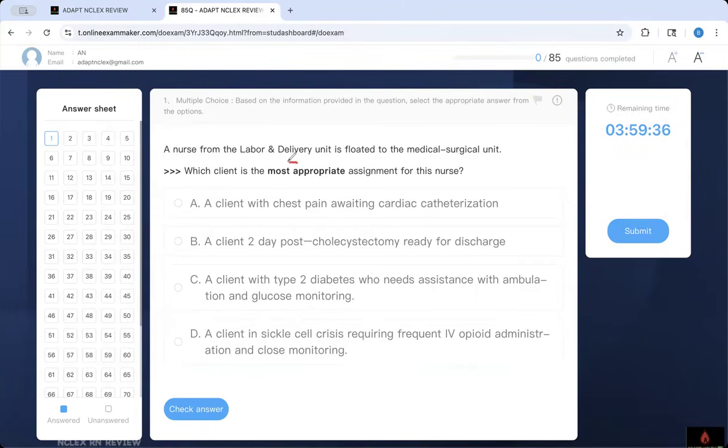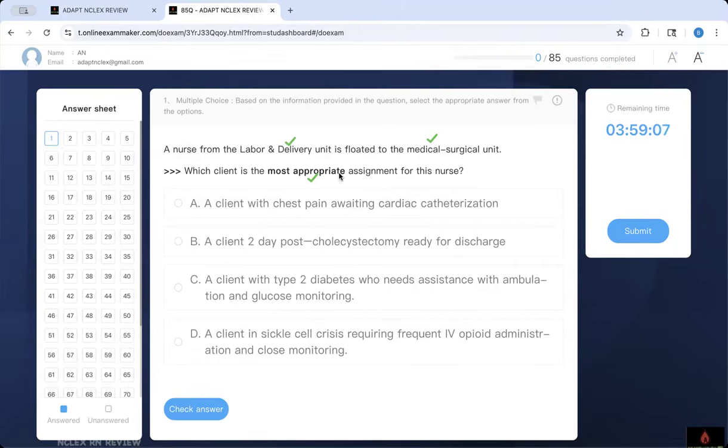Which client is the most appropriate assignment for the nurse? Which nurse? A nurse from the labor and delivery unit is floated to the medical surgical unit. Underline labor and delivery floated to medical surgical unit. So those are our keywords we're going to focus on. I'm going to focus on that information, and I'm going to put the check mark here, and check mark. Those are the ones we're going to focus on.